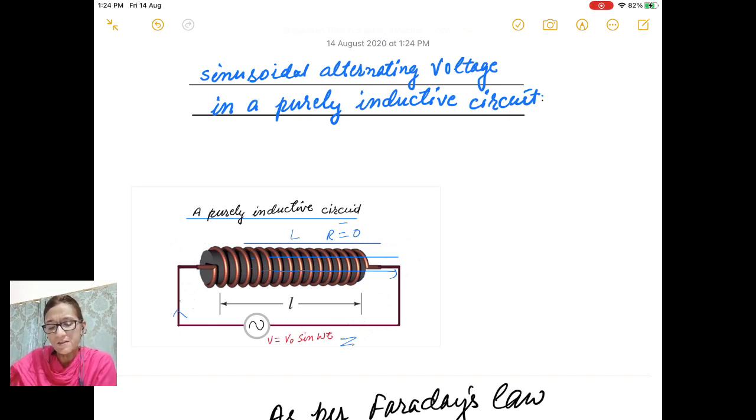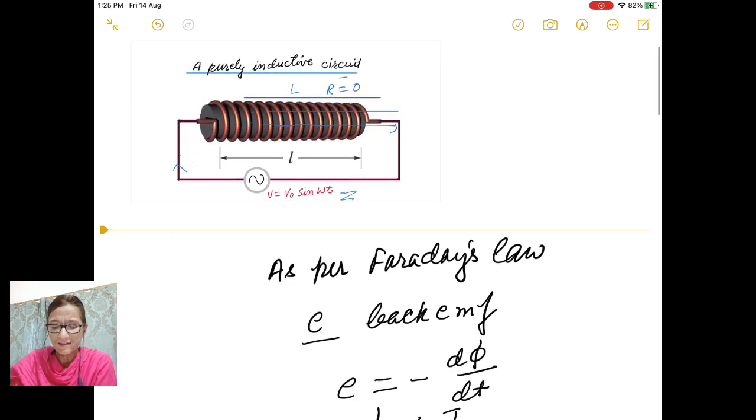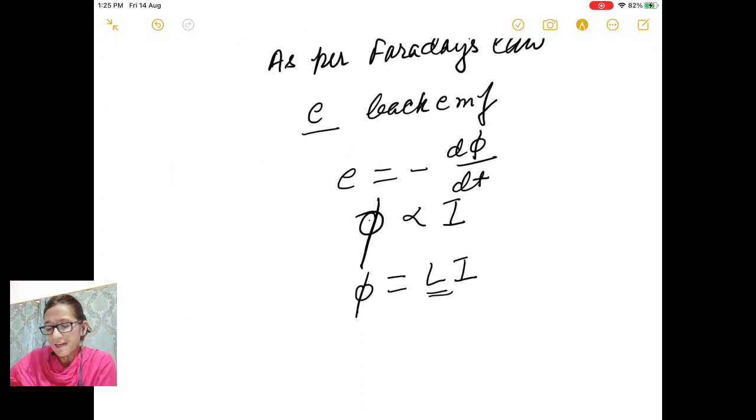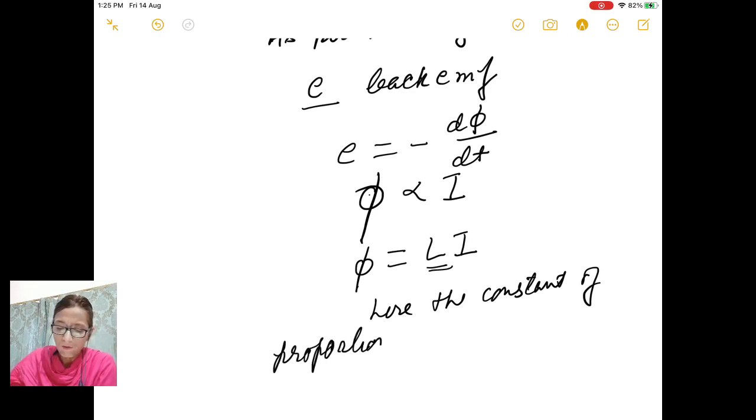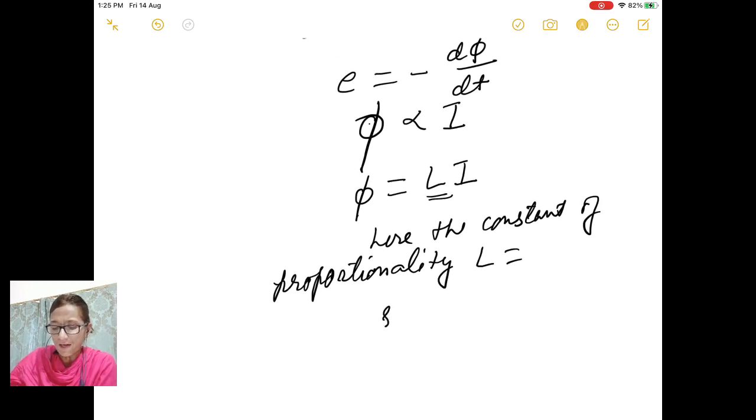When current is changed in a coil and correspondingly the magnetic flux lines also change through the same coil, then induced current will be there in the same coil by induced EMF, back EMF, which is in the opposite direction. So such inductance is called self-inductance. Here the constant of proportionality L is equal to self-inductance.